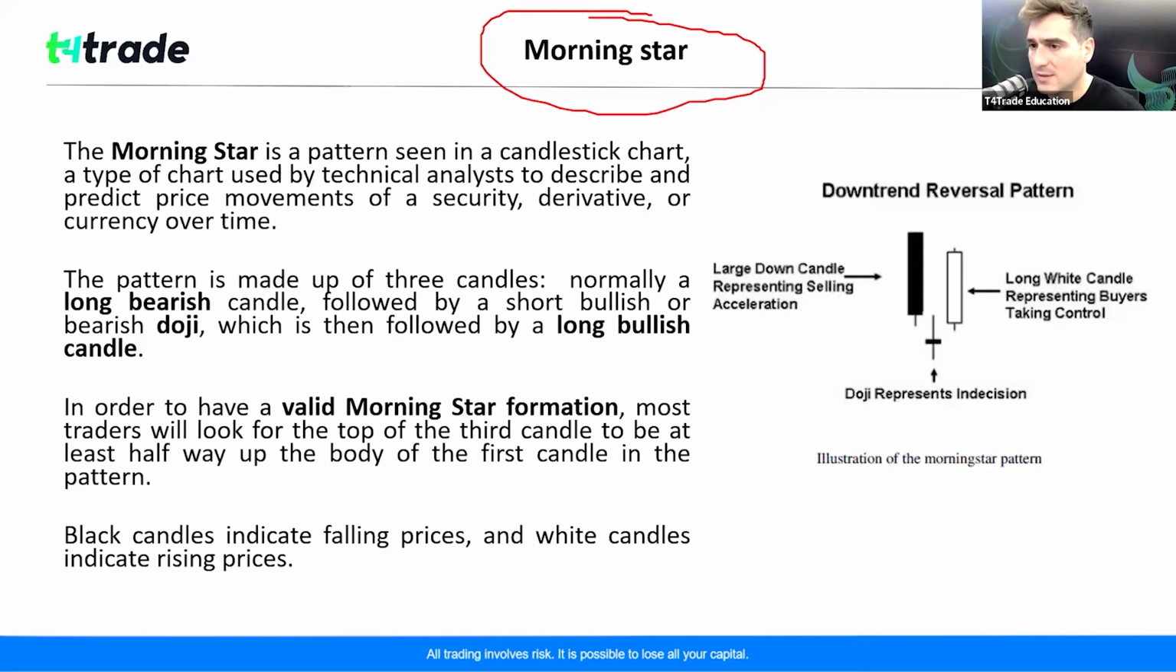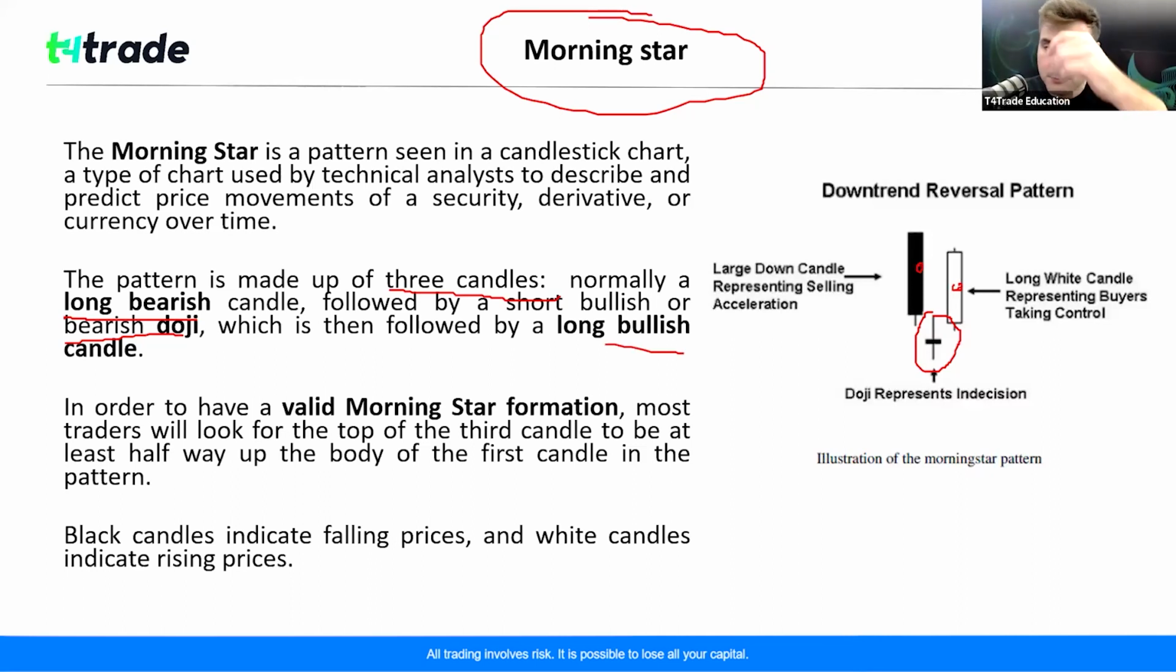So the morning star is a pattern seen in a candlestick chart, a type of chart used by technical analysts. We've done this a million times. The pattern is made up of 3 candles. These are the components. You normally have a long bearish candle, followed by a short bullish or bearish doji. Remember dojis. So bearish candle, a doji, and then followed by a long bullish candle.